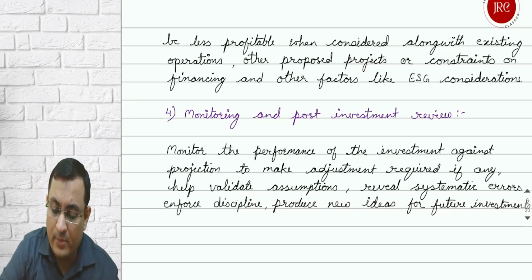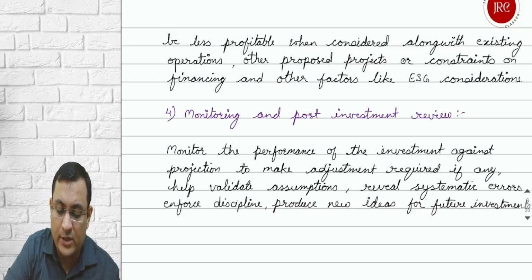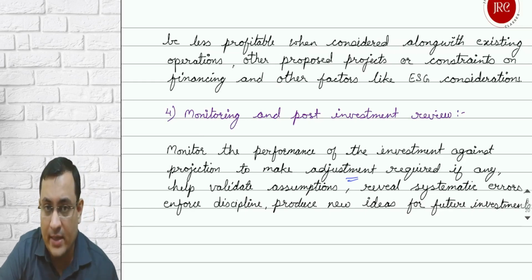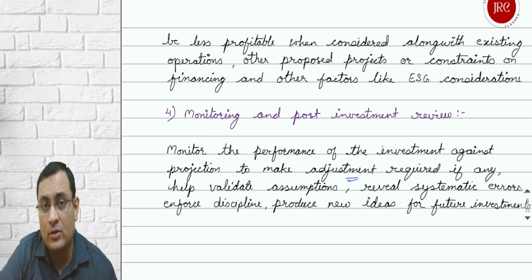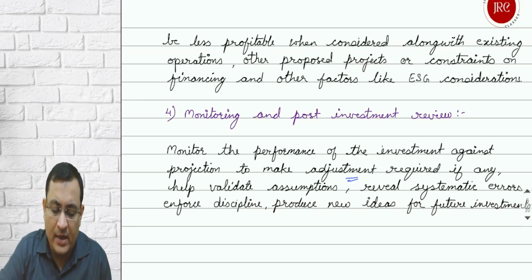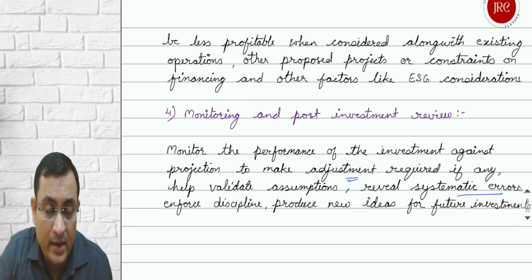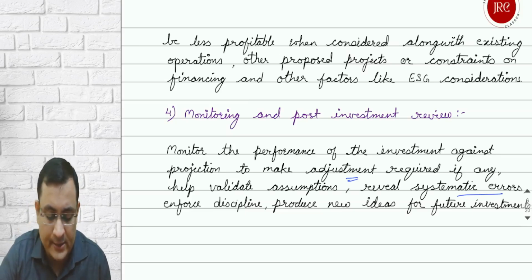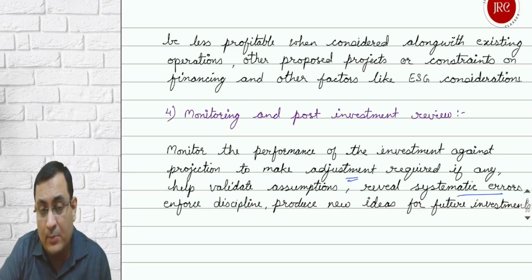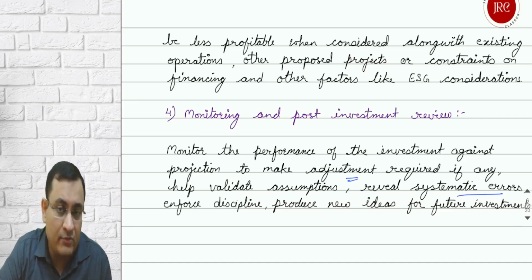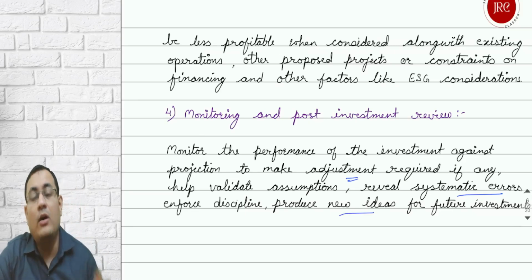We monitor the performance of the investment project against projection, and make adjustments if required. If the project is not going as per the plan, you have to make whatever adjustment is required. It helps validate assumptions and reveal systematic error, if we have made any error in the forecasting or analysis. It enforces discipline: if the project is moving away from the defined limits or parameters, then we have to bring things in order, and it produces new ideas for future investment. So in all, we have 4 steps.